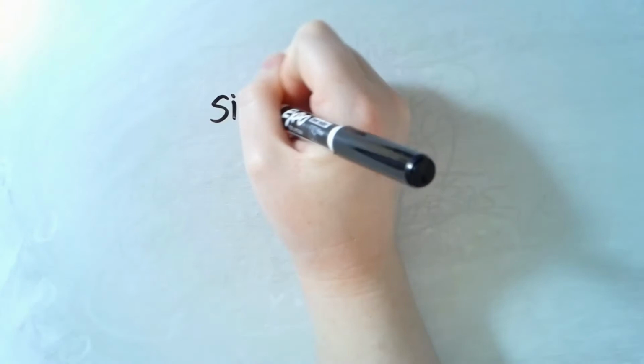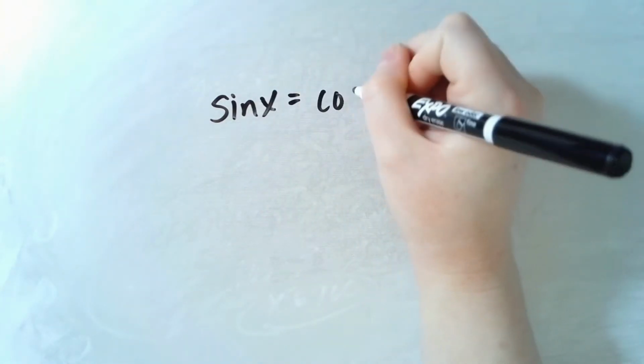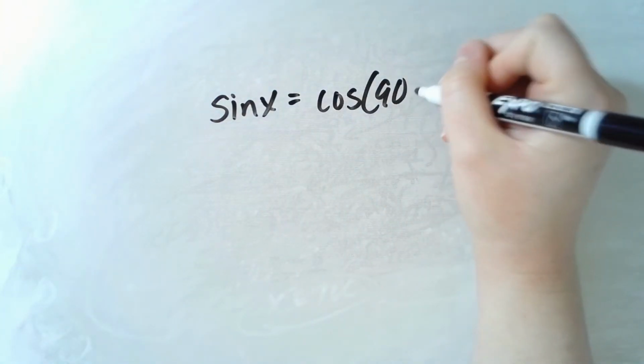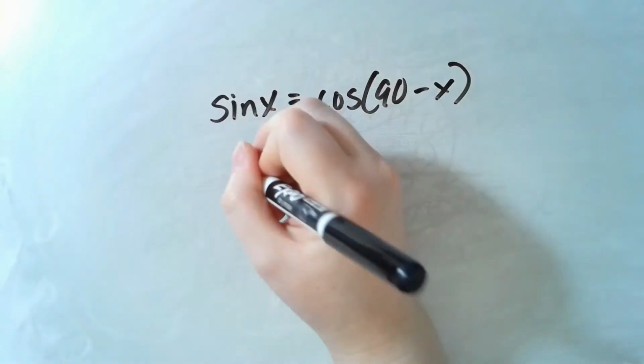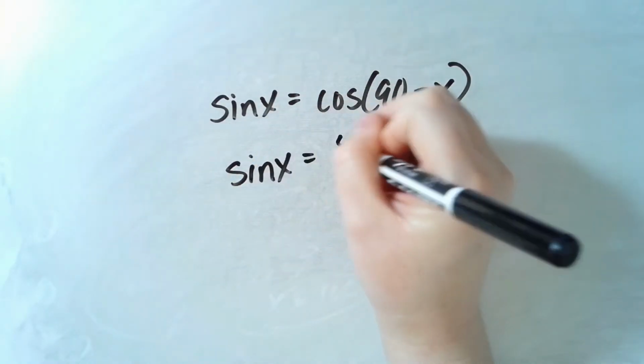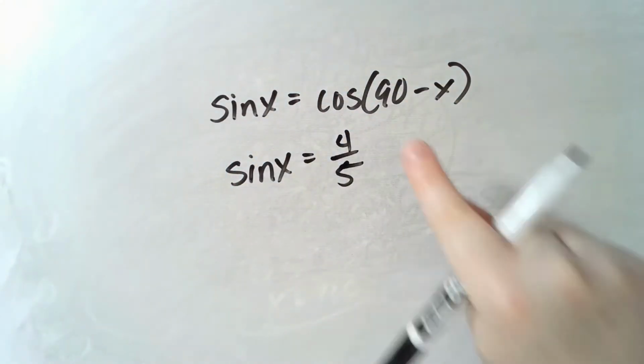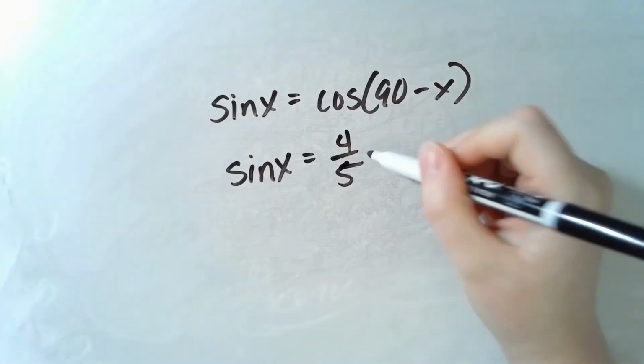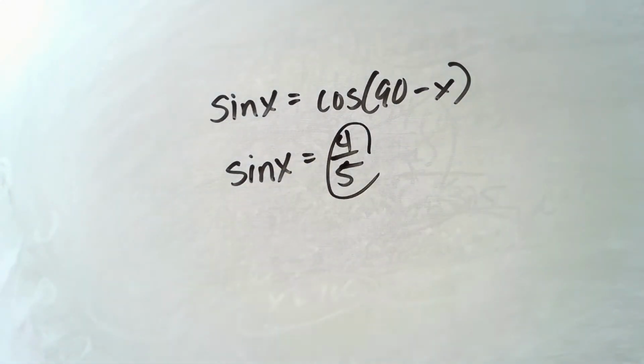For number 19, the fastest way to do this problem is to know the trig rule. Sine of x is equal to the cosine of 90 minus x. That way, when they tell you that sine of x is equal to 4/5, and when they ask, it just has to be 4/5. That's all you have to do.